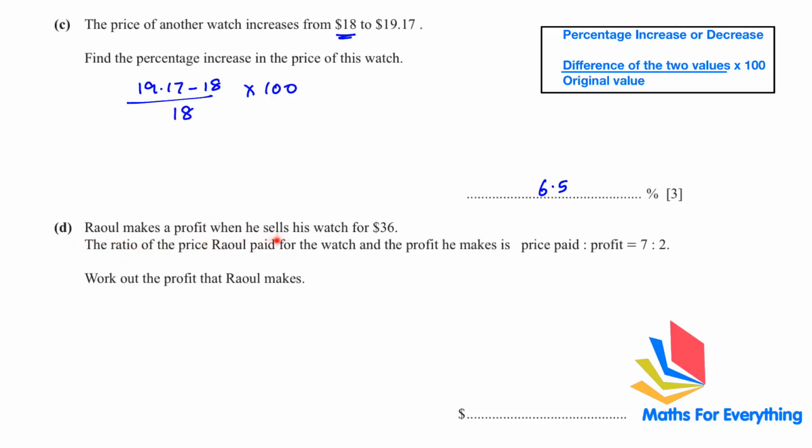Next, Raul makes a profit when he sells his watch for $36. The ratio of the price Raul paid for the watch and the profit he makes is, price paid and the profit, 7:2. Work out the profit that Raul makes. So price paid is 7 and profit is 2. You know that selling price is equal to cost price plus profit. So selling price, which is 36, is divided into 9 parts, 7 plus 2, which is 9. This answer you're going to multiply by the ratio of the profit, which is 2. And that will give us $8.